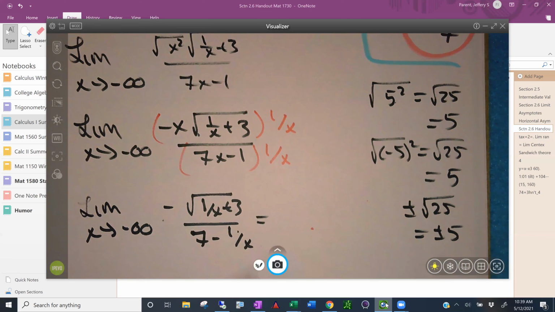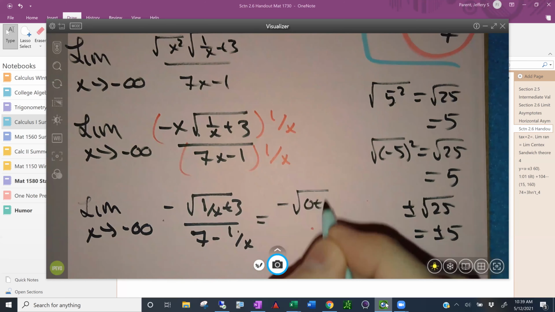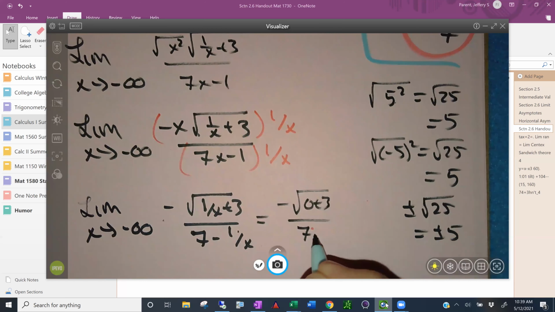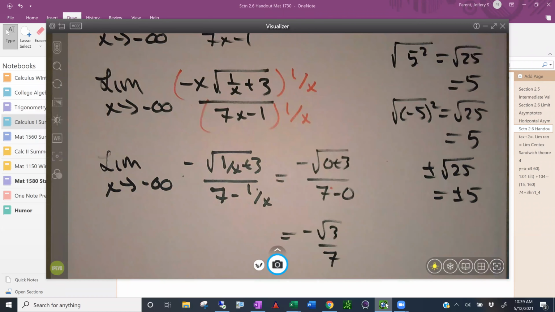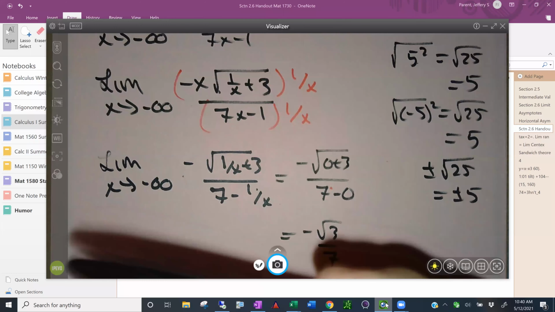That limit turns into negative the square root of 0 plus 3 over 7 minus 0, or negative square root of 3 over 7. So by going to negative infinity, you had to take account of that negative limit. It's not something you'd have to worry about if you were going towards positive infinity. But I know there's at least 2 problems like this in the homework.